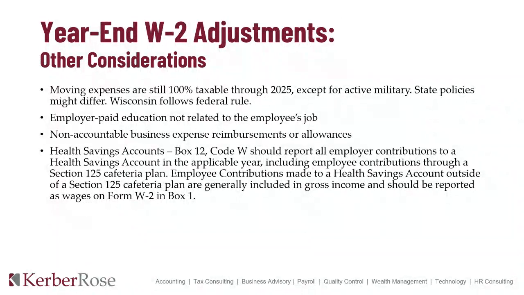Another thing we see a lot is health savings accounts. If it's part of a Section 125 cafeteria plan, you should report all employer and employee contributions to that health savings account in box 12 with code W. If it's made outside of a Section 125 cafeteria plan, you should include that in gross income, and it should just be reported as wages on Form W-2 in boxes 1 and 16.